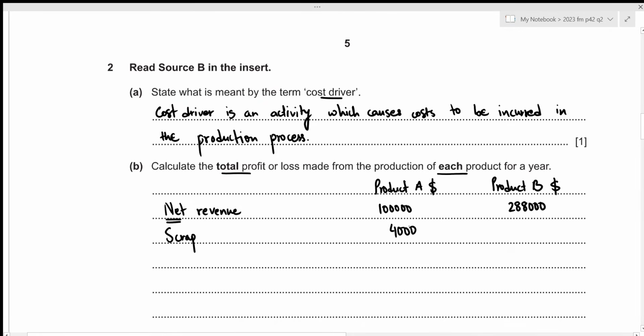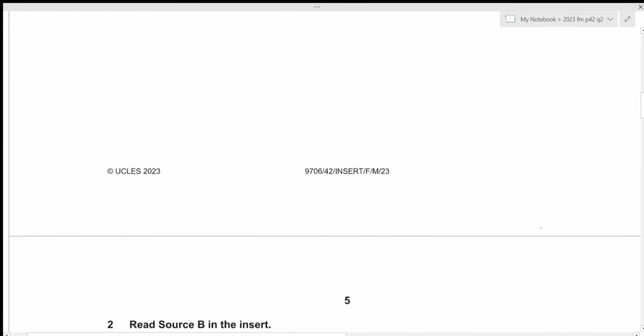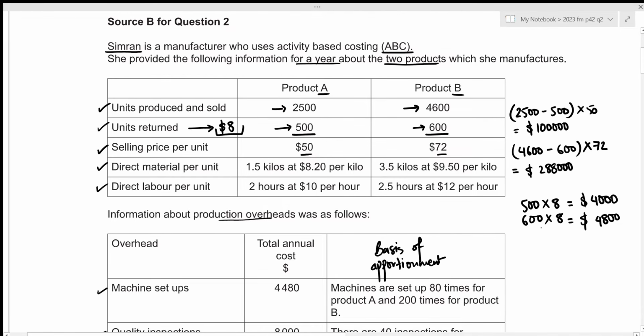So 4,000 and 4,800. Okay. Then the next cost that we were given is direct material. So let's figure out the direct material for product A.